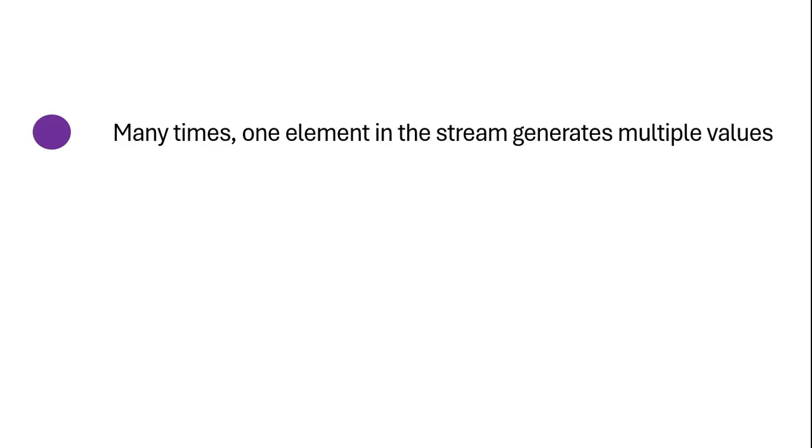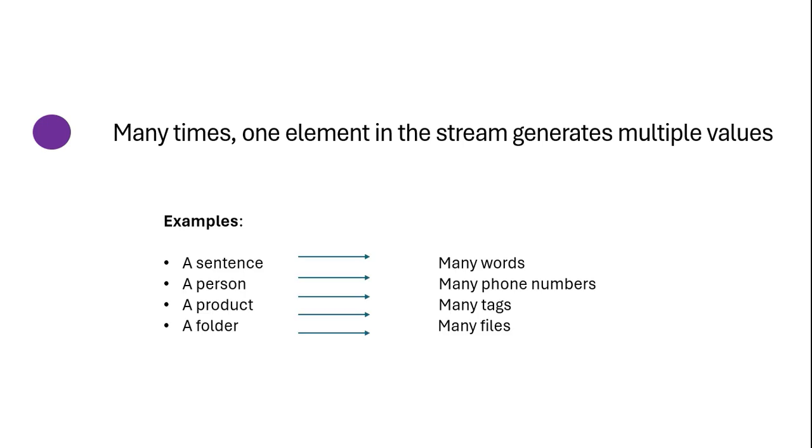Yeah, hi. So in this video, we are going to discuss streams flatMap. Many times one element in a stream can generate multiple values. For example, a sentence can have many words, a person can have many phone numbers, a product can have many tags, a folder can have many files.